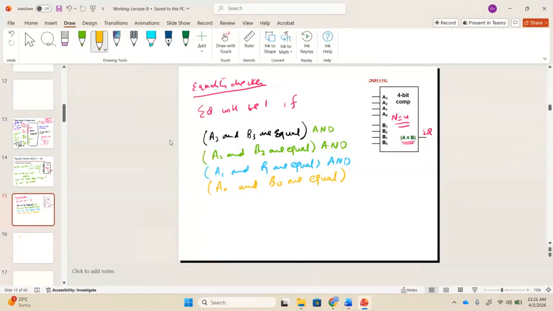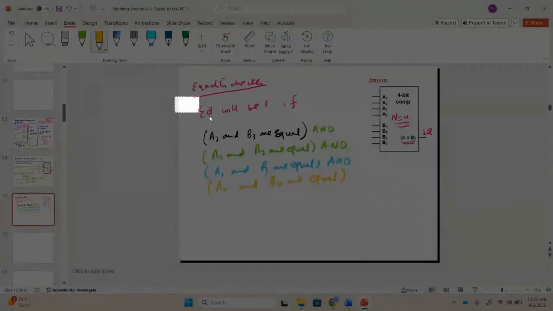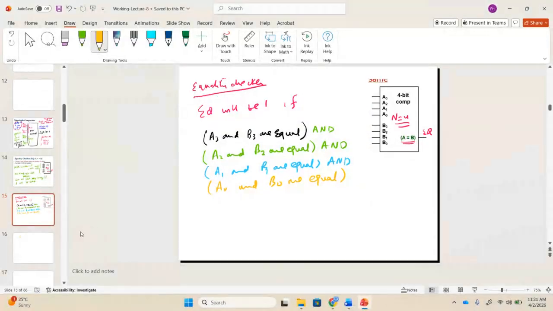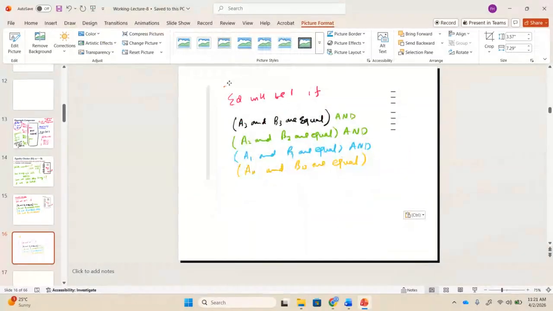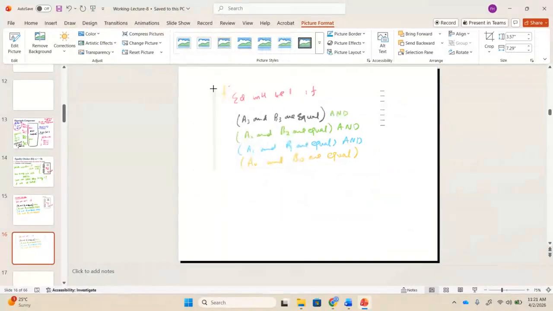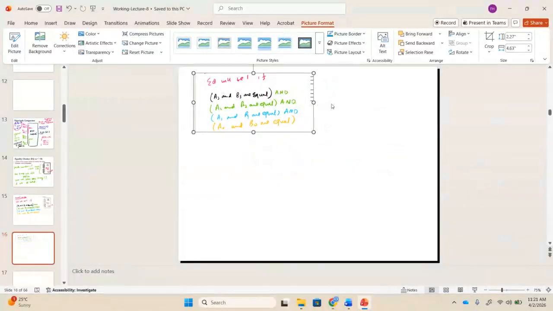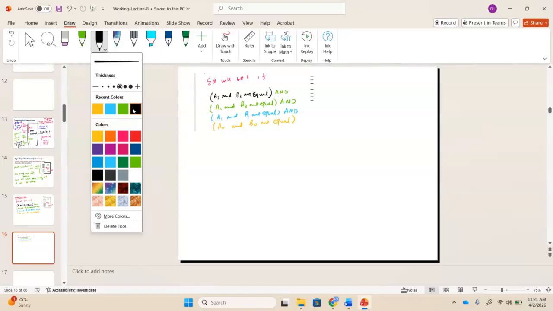So can you see here what I'm going to do? Now I'm taking a screenshot of this, and then I'm taking a screenshot of this. How do we know that A3 and B3? So okay, now what I'm going to do? Now I'm using the black color. Why am I using the black color? Because in the black color I'm now comparing A3 and B3.